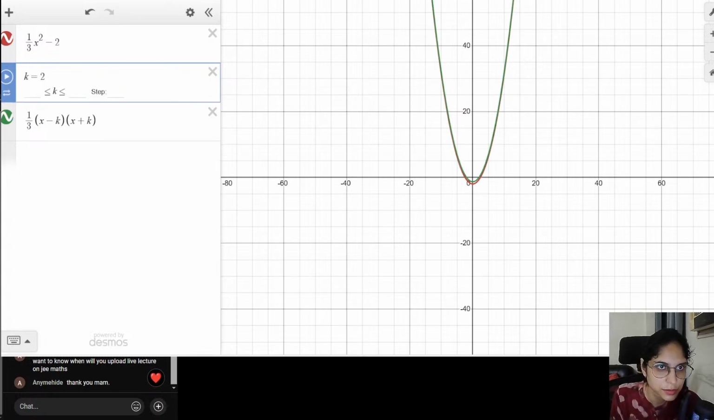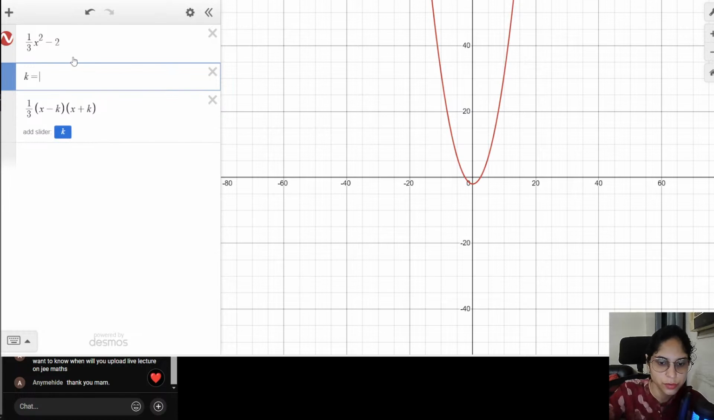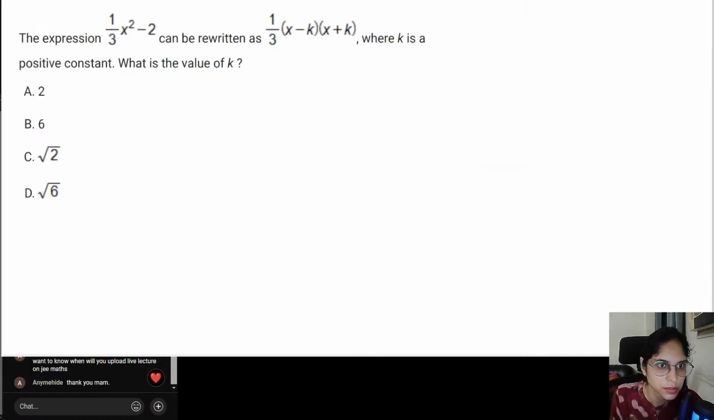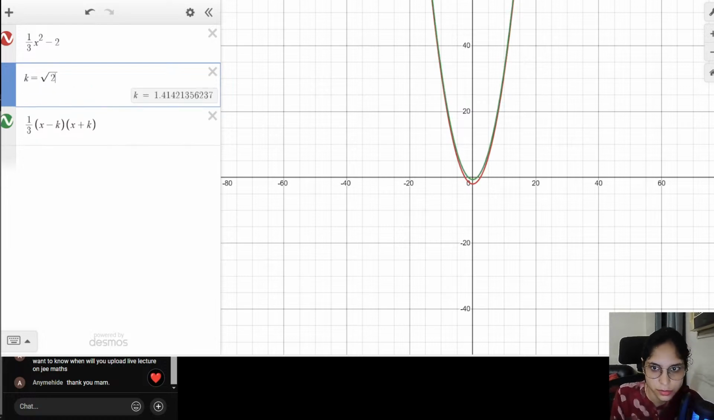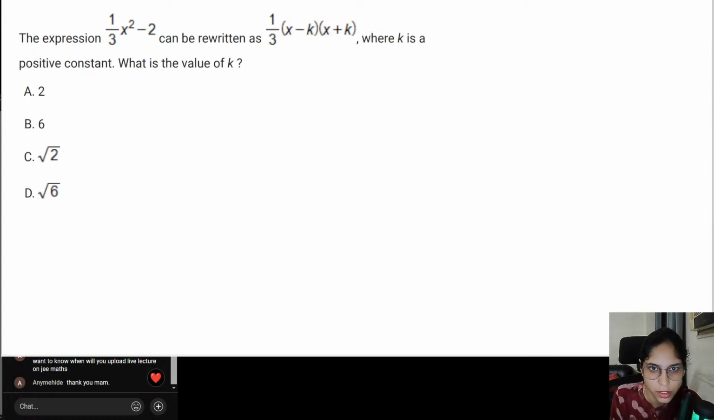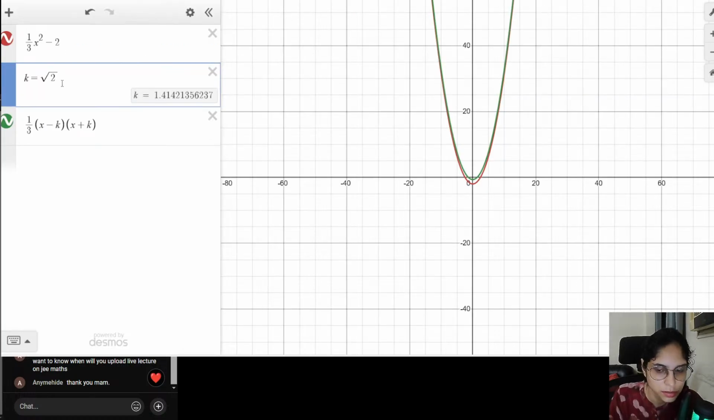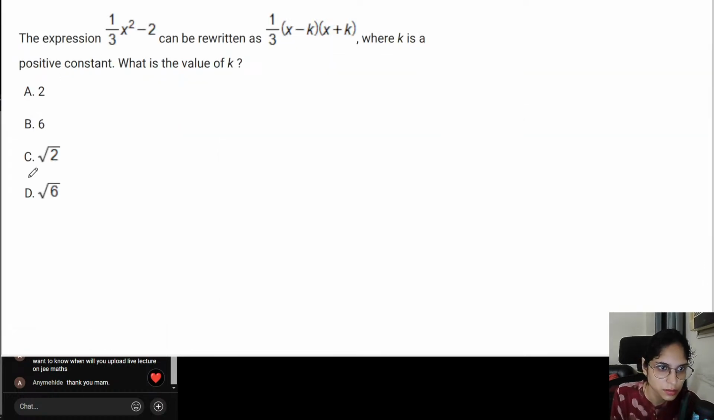Slightly different. K is equal to 6. Very different. K is equal to square root 2. SQRT for square root. Slightly different. Square root 6. Exactly matching. So the answer is D.